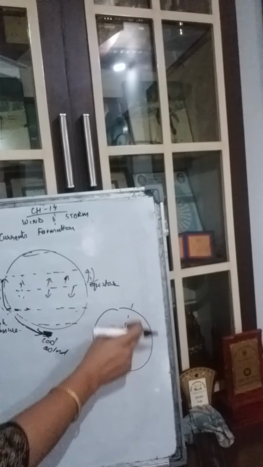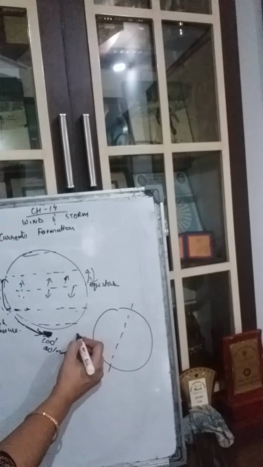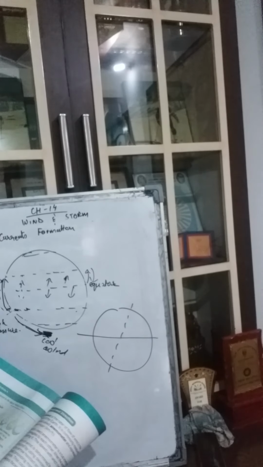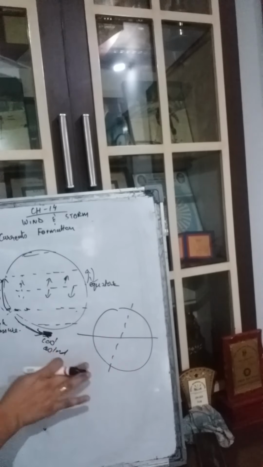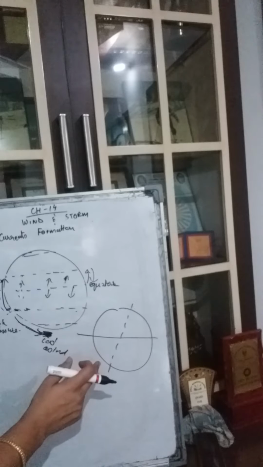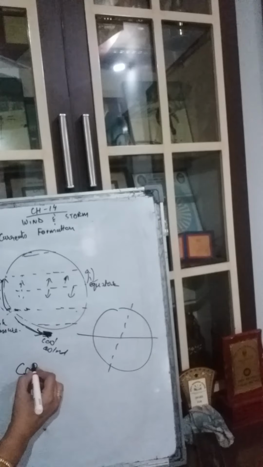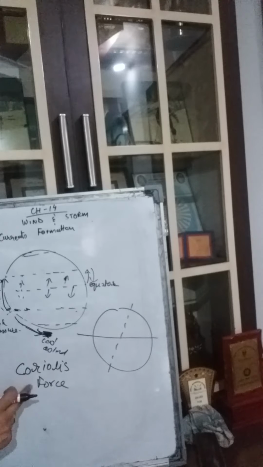Because of this tilt and because of the rotation of the earth on its axis, what happens? There are two hemispheres here. The winds in the northern hemisphere bend towards the right side, and the winds blowing in the southern hemisphere bend towards the left side. Okay. And what is the force which is acting here? The force is the Coriolis Force. Okay, what is that force called? Coriolis Force. And this force has occurred because of the tilt of the earth on its axis.